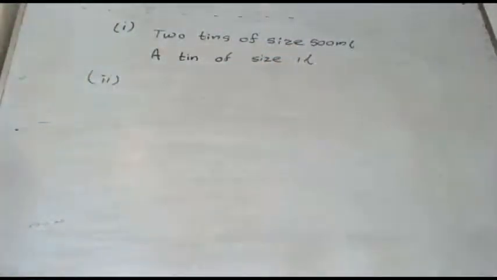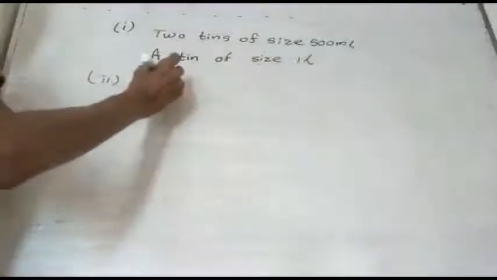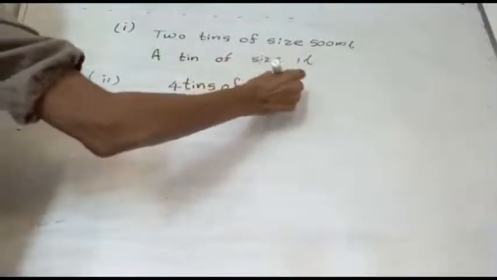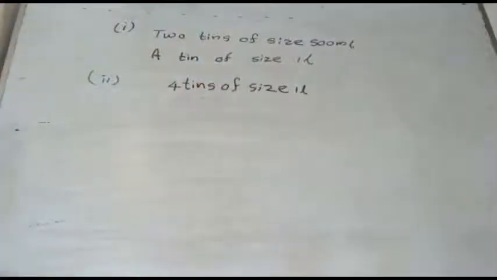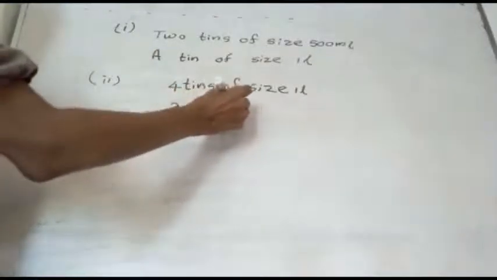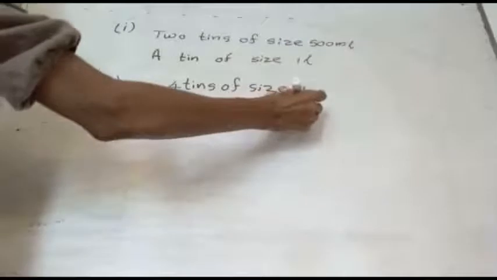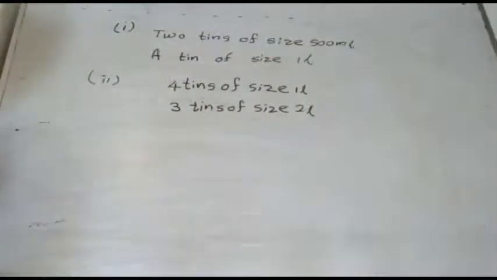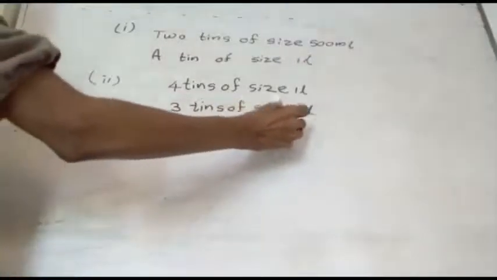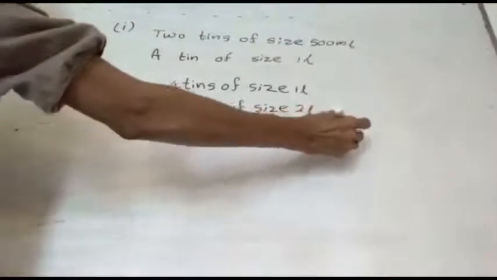Part 2. The quantities of each type that were sold during a week is given below. 4 tins of size 1 liter. 3 tins of size 2 liters. 7 tins of size 500 milliliters.